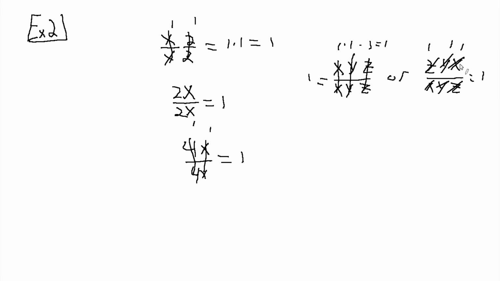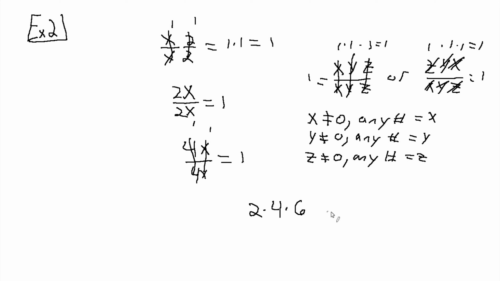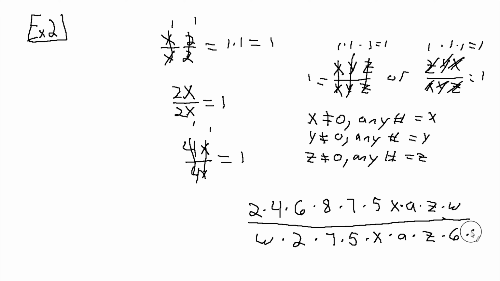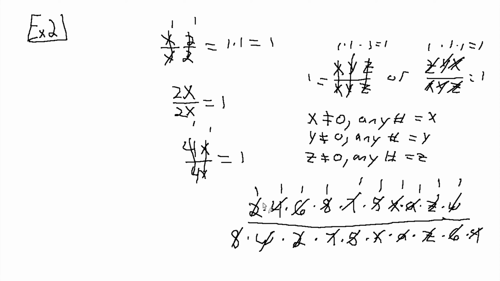Just to go a little extreme, just to make a point, say we have 2, 4, 6, 8, 7, 5, x, a, z, w on top, and on the bottom we have w, 2, 7, 5, x, a, z, 6. Now, all we have to do is match up whatever is on top to something on the bottom. If they match, like 2 and 2, they equal 1. 4 and 4 would also equal 1. 6 and 6 equal 1. 8 and 8, 7 and 7, 5 and 5, x and x, a and a, z and z, w and w, they all equal 1. So this whole entire problem is just 1.